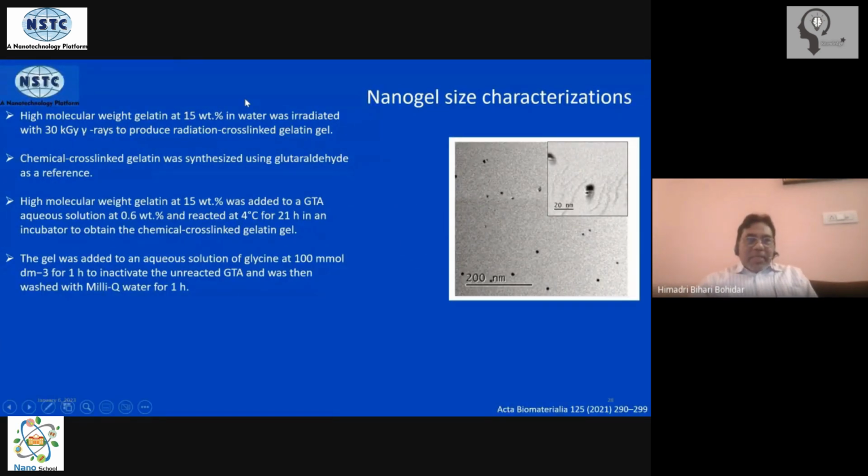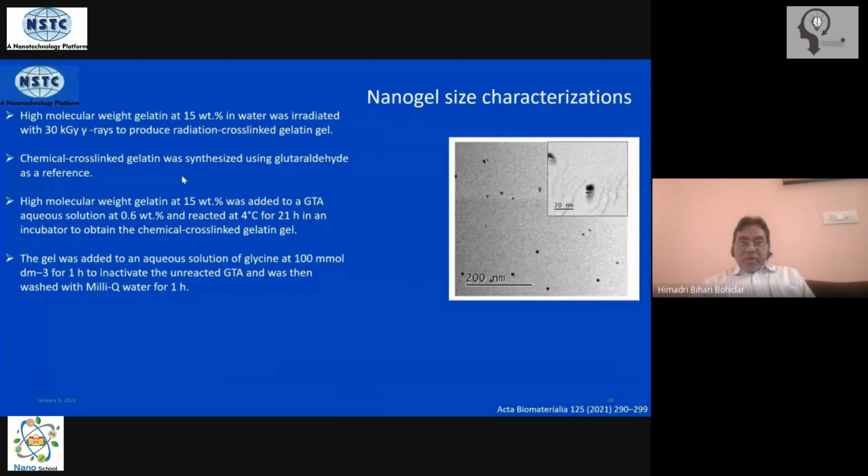So we have a gelatin solution, 15% in water. You irradiate with gamma rays here, because gelatin is an amino acid sequence, and they absorb gamma rays very effectively. This will immediately cross-link the gelatin chains. If you wish to do additional cross-linking, you can add a chemical cross-linker like glutaraldehyde there. But this will also work in the absence of glutaraldehyde.